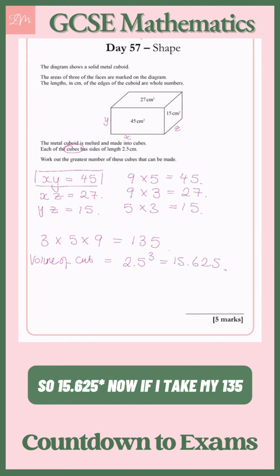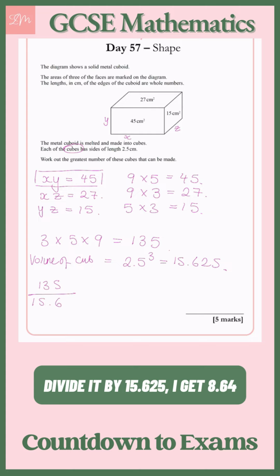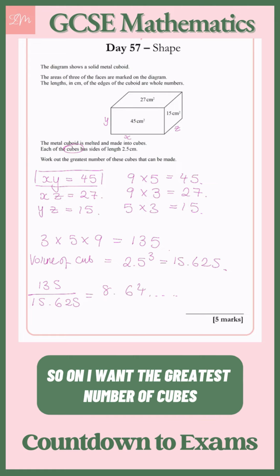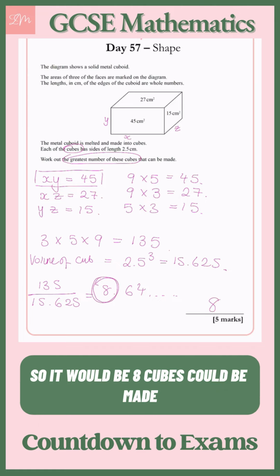15.625. Now, if I take my 135, the volume of the whole thing, and divide it by 15.625, I get 8.64 and so on. I want the greatest number of cubes, so I can't get more than 8. So 8 cubes could be made.